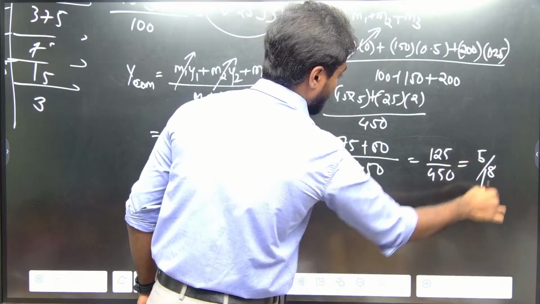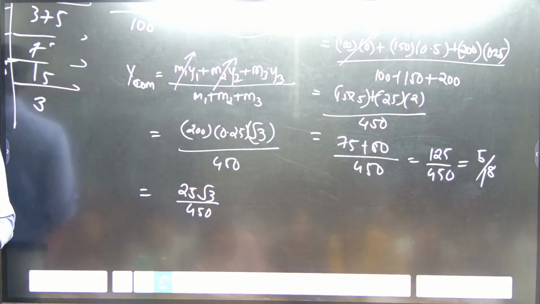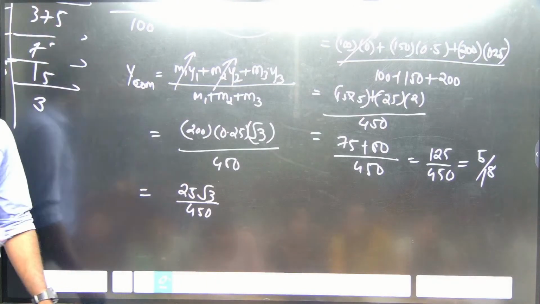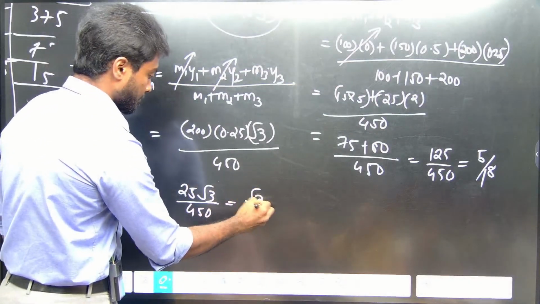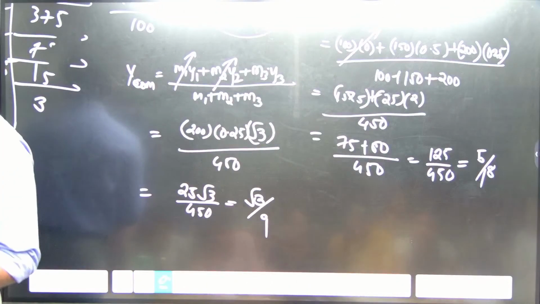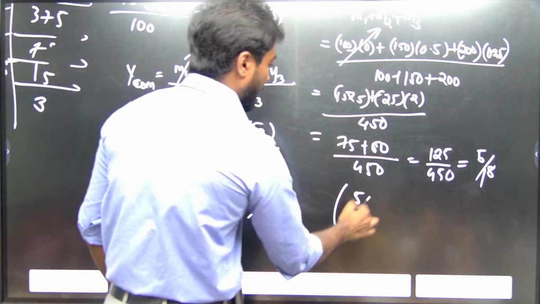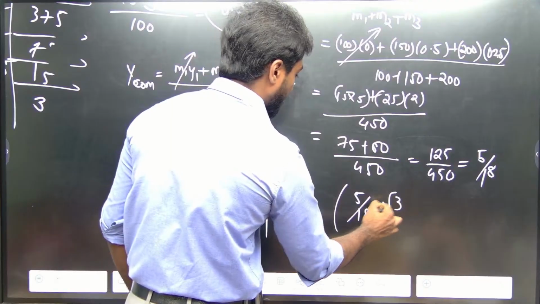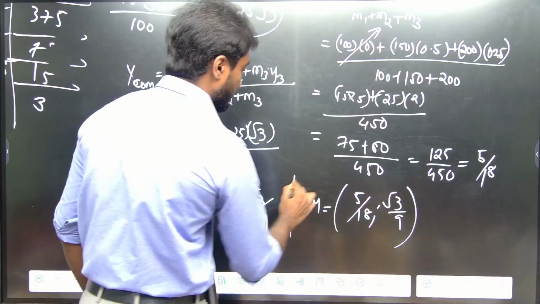Yeah, 5 by 18. And what about this one? 1 by 9. So the point is 5 by 18 comma root 3 by 9. This is the center of mass.